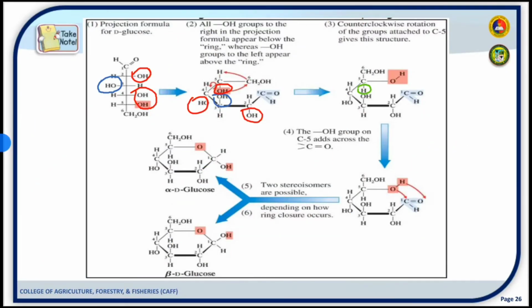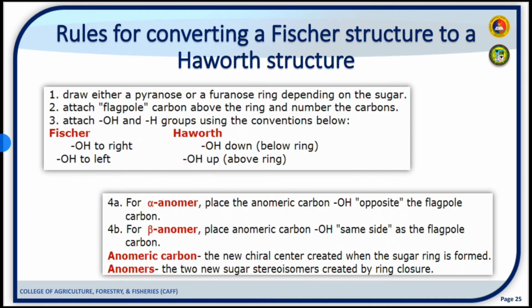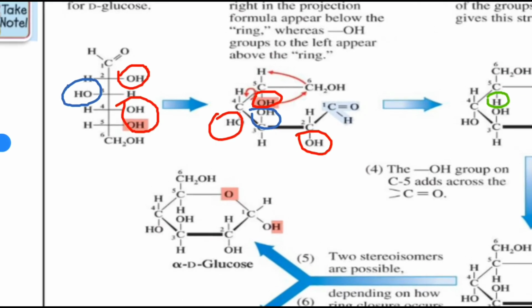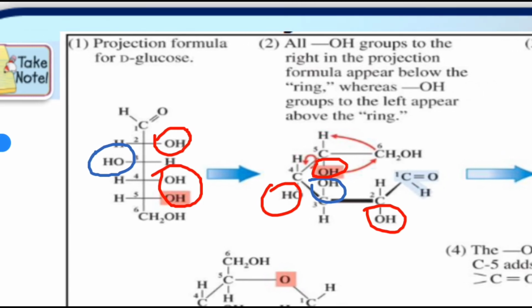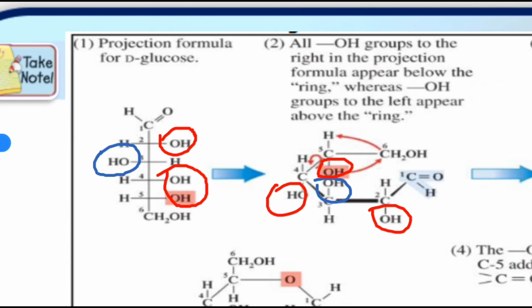In this slide, we are given the step-by-step process on how to convert a Fischer projection formula into a Haworth projection formula. Okay, so let us zoom in. Step 1. In step 1, we are given the Fischer projection formula of the glucose. In step 2, it says that all OH groups to the right in the Fischer projection formula appear below the ring, whereas the OH groups to the left appear above the ring.